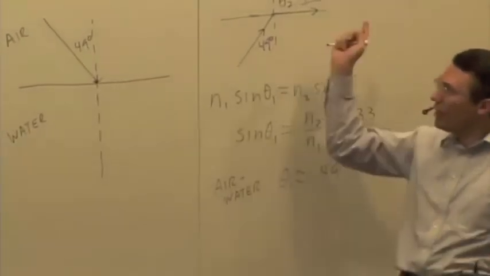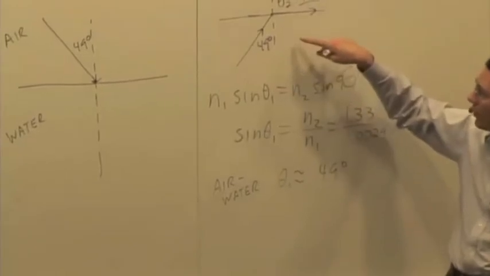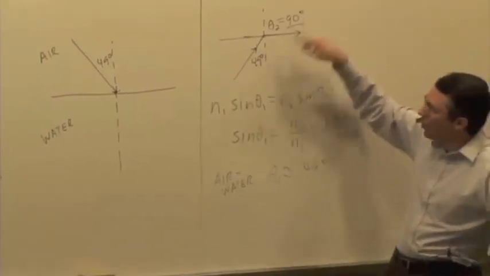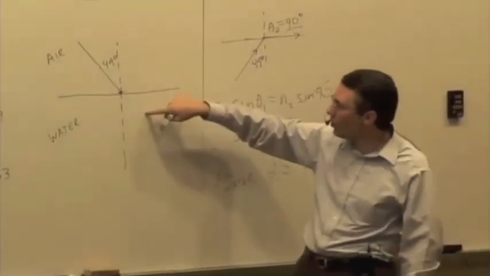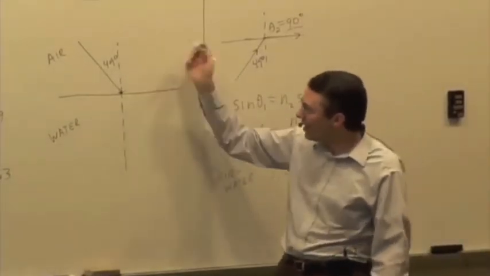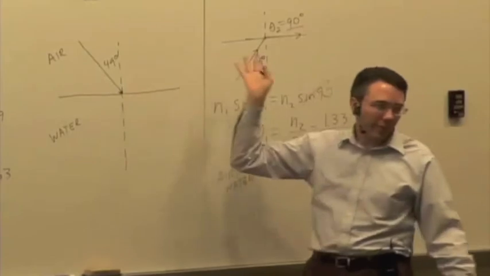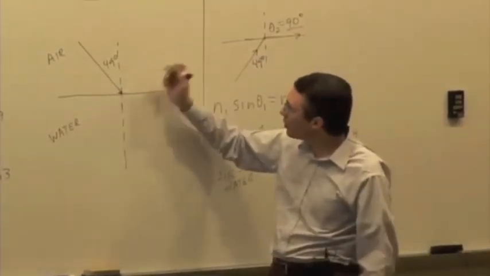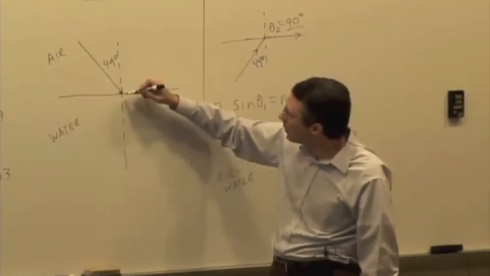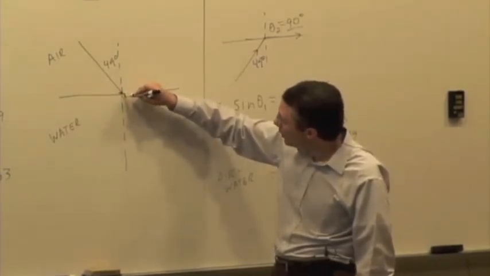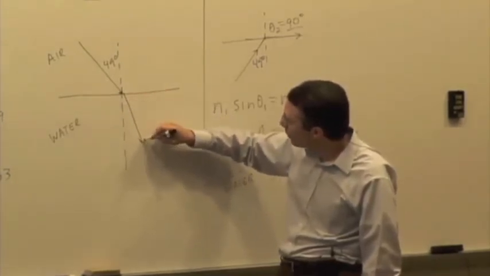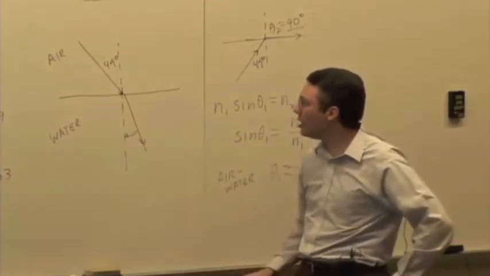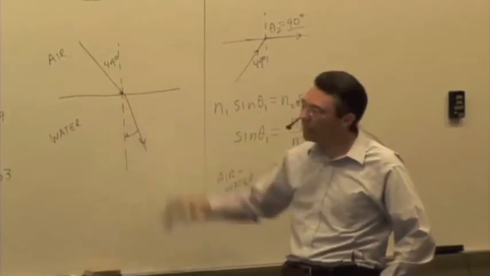So it's a one-way thing, right? You have to be going from a higher index to a lower one. If you're going from a lower one to a higher one, going from air to water, there might be some reflection. We've seen reflection off of a surface of a pool or pond or something like that, but it's not going to be total. So there's going to be some light refracted through, and that light is going to be refracted towards the normal. And so the angle here will be less than 49 degrees.